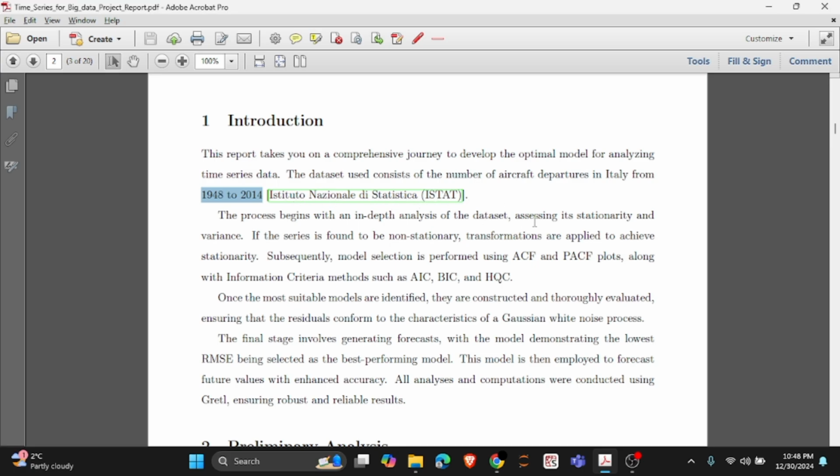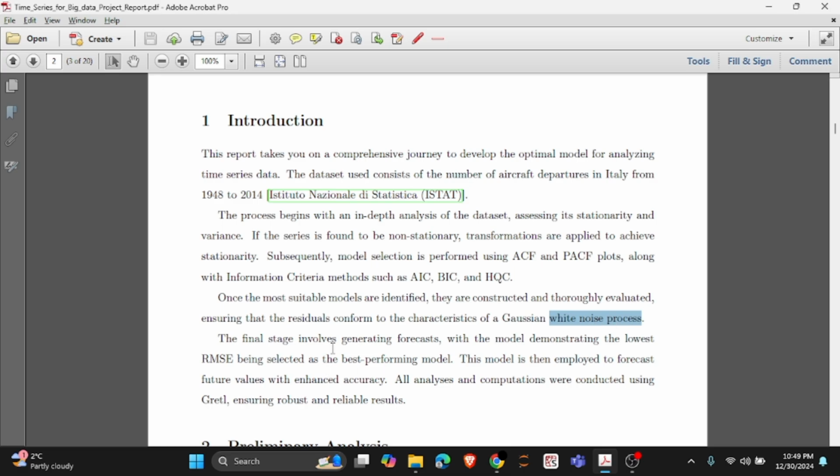We will begin the process by checking if our dataset is stationary, and whether it has high variance or low variance. If it is found to be non-stationary, transformations are applied to achieve stationarity. Subsequently, model selection is performed using the ACF and PACF plots, along with information criteria such as AIC, BIC, and HQC. The most suitable models are constructed, and their residuals are checked to see if they are a realization of white noise, and whether it is Gaussian white noise or not.